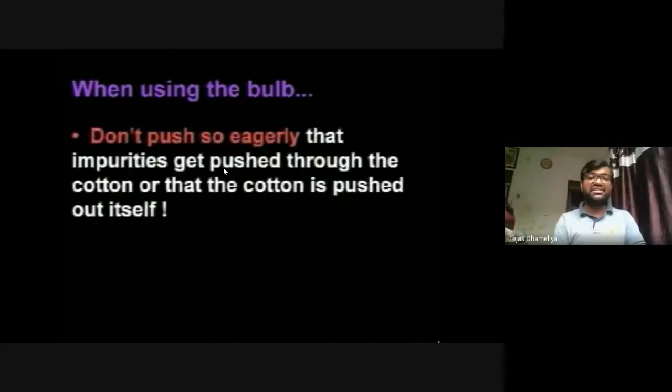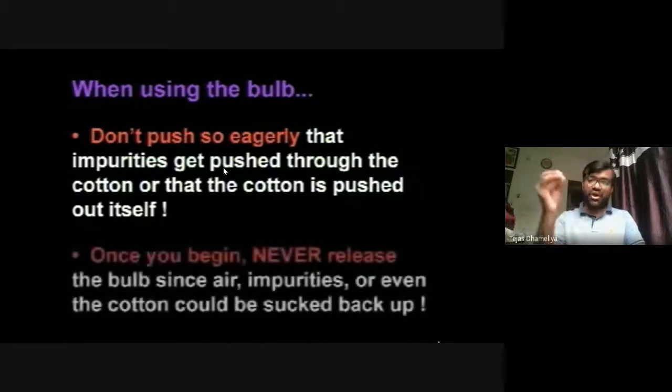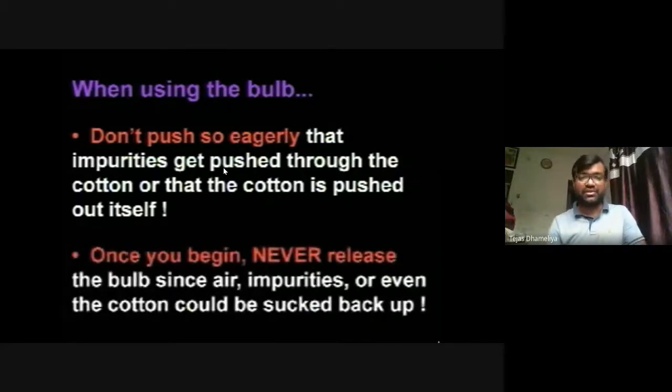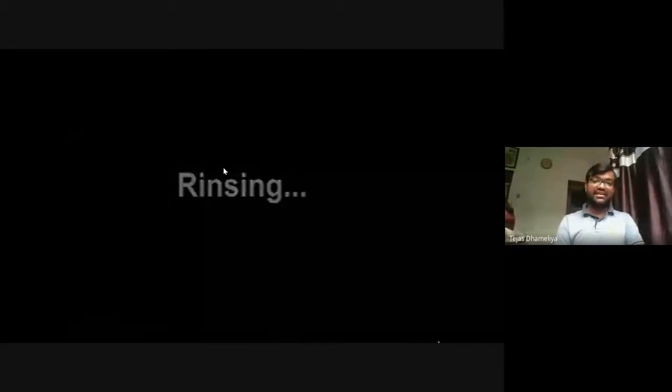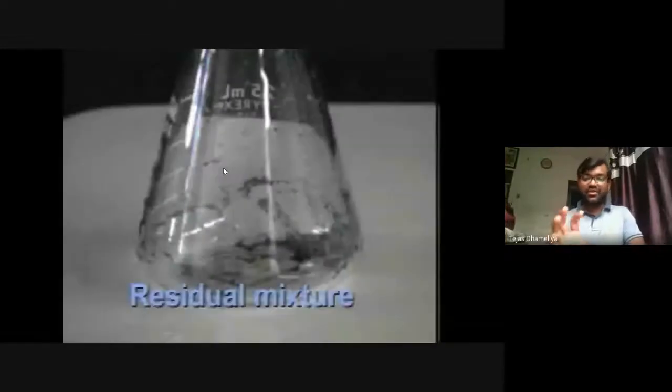Sometimes bulb filtration is also used, but we generally avoid that because it will push the cotton itself through, and some impurities will also drain out. So that is also not suggested here. Rinsing is there. So we have residual mixture in the conical flask, so we may add a fresh quantity of the solvent.